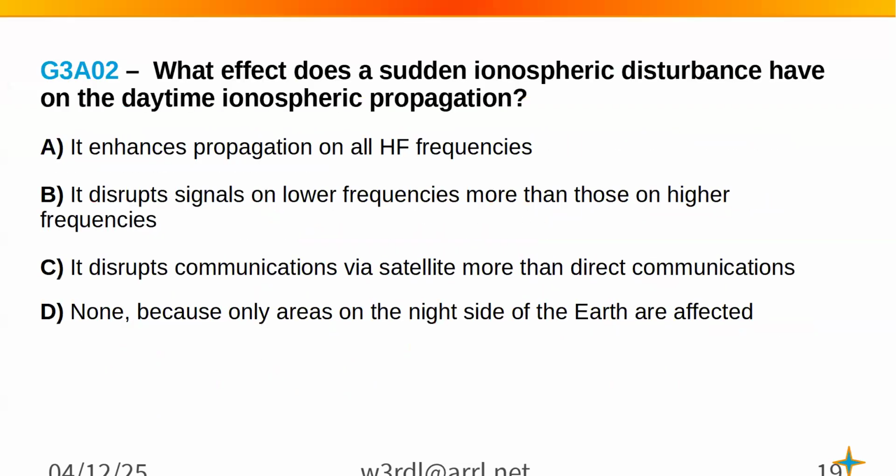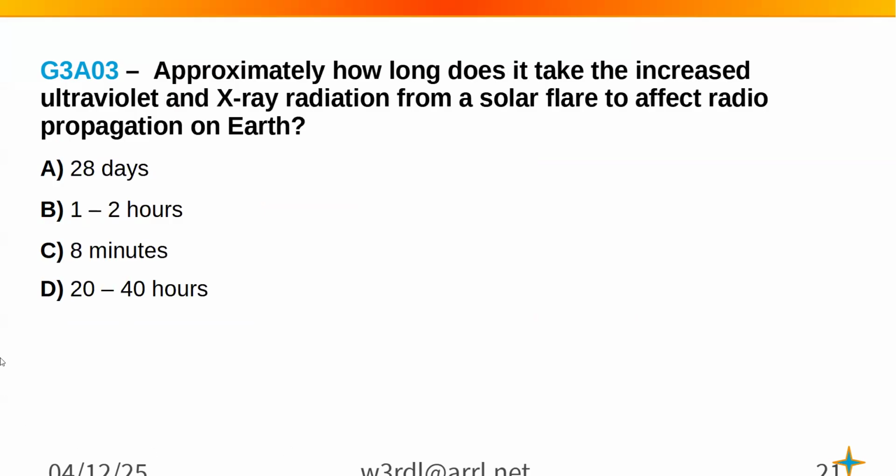So what effect does a sudden ionospheric disturbance have on the daytime ionospheric propagation? Bravo. Approximately how long does it take the increased ultraviolet and X-ray radiation from a solar flare to affect radio propagation on Earth? 8 minutes.